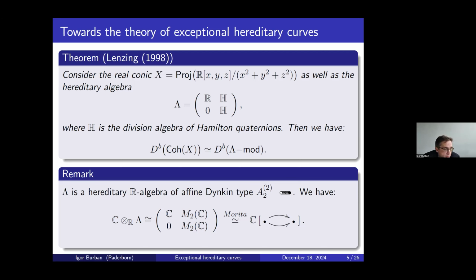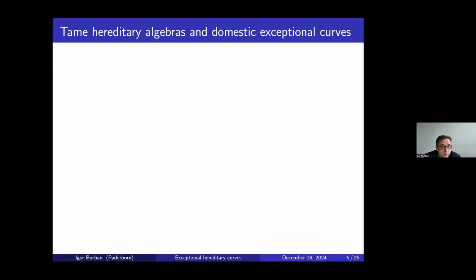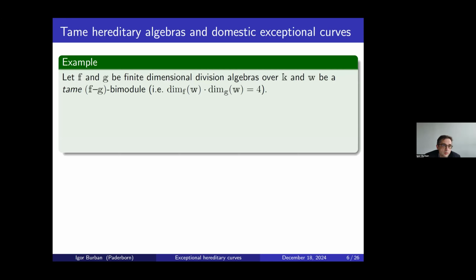And this observation led Lenzing to the conclusion that the problem that not all Dynkin types show up is due to the fact that we want our base field to be algebraically closed, which is, in many cases, an unnecessarily strong assumption, which we perhaps have to drop. All right, so Lenzing proceeded in the following way.